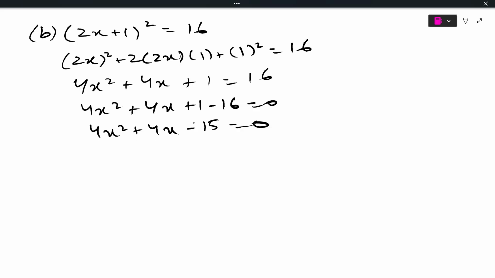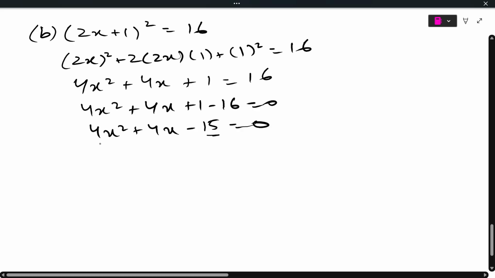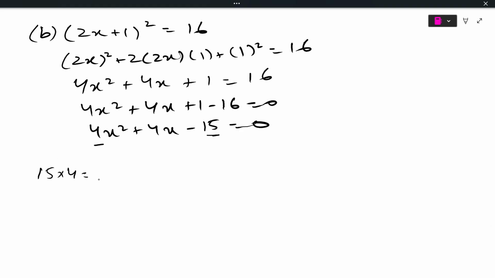Now what I have to do is take this value without any variable and multiply it with the value behind x square, which is 4, right? So 15 times 4 is going to be equal to what? Yeah, 60, which is 10 times 6 is 60, and 10 minus 6 is 4. So 10 and 6 are the two numbers we are looking for.